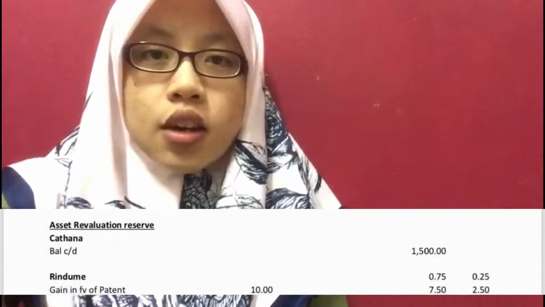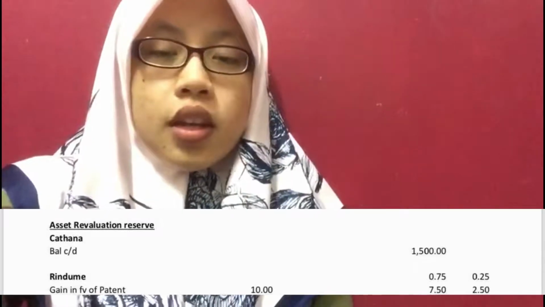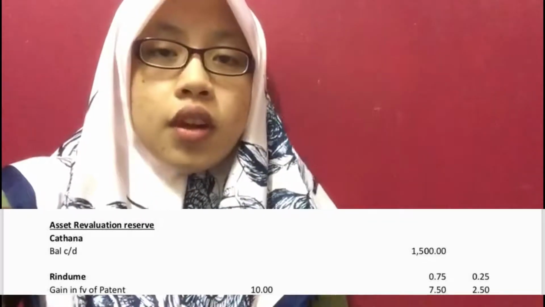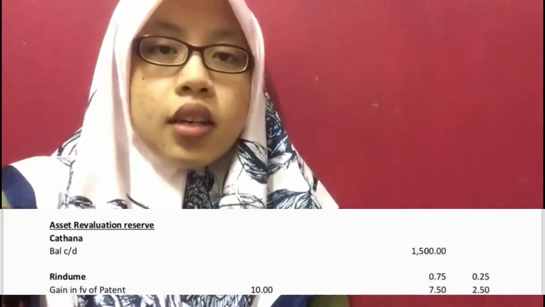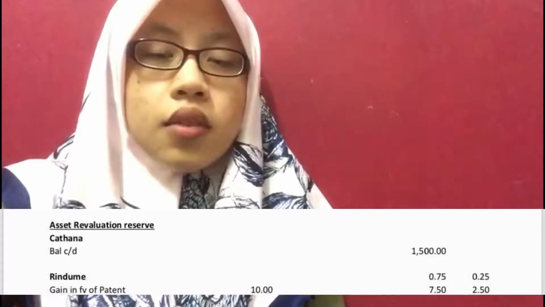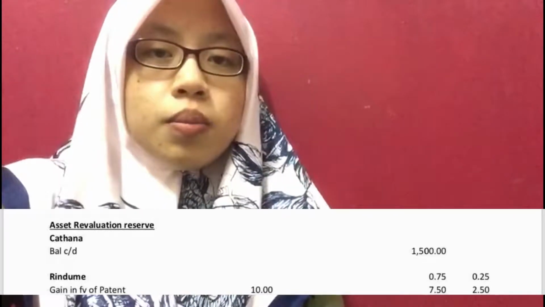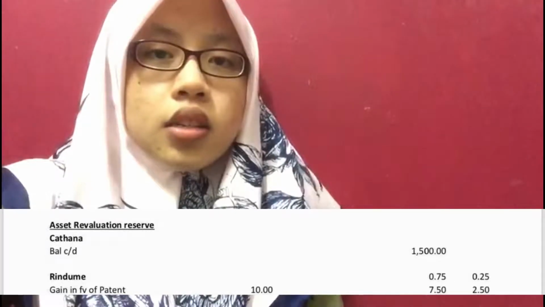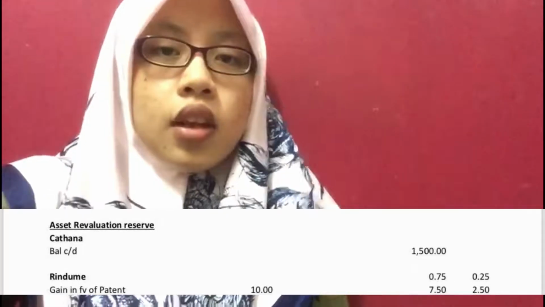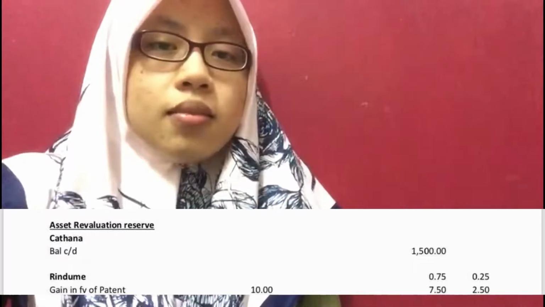Asset revaluation reserve. For Katana, the balance is CD 1,500, and for Rindomi, they have a fair value gain on patent of 10 million. We apportion it by 75% under group ARR. The amount is 7.5, and under NCI 2.5 million.